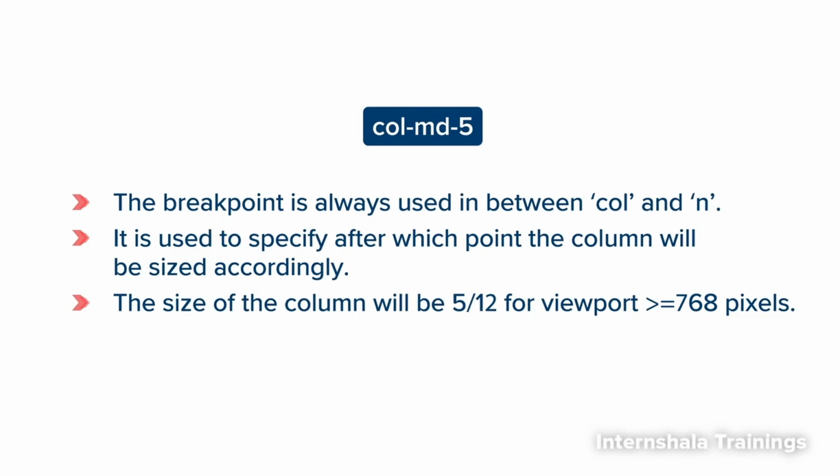Why 5 by 12? This is because in Bootstrap, a single row consists of 12 equal sections and 5 is the value of col which we have defined. This is something we have already discussed in detail in the previous video. So this greater than or equal to 768 viewport is a breakpoint above which the size of the column will be 5 by 12. Similarly, for all the devices, we have their corresponding breakpoints.